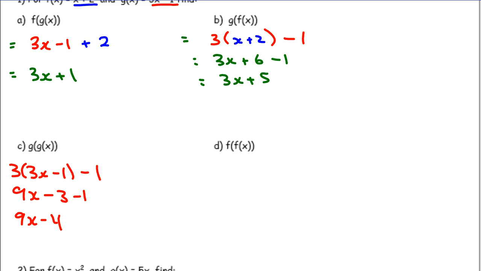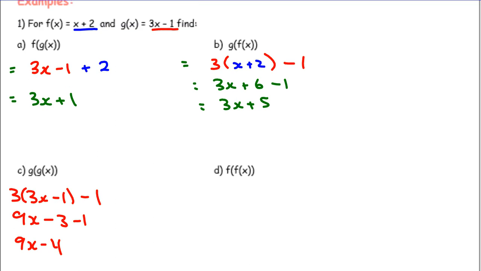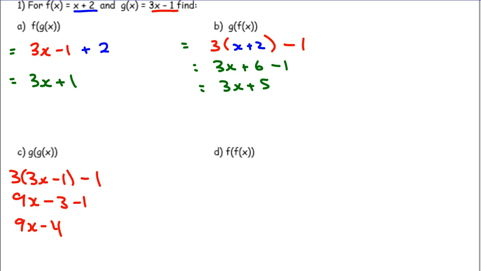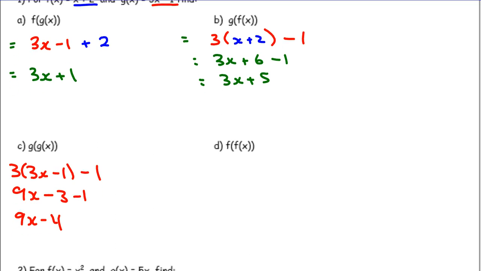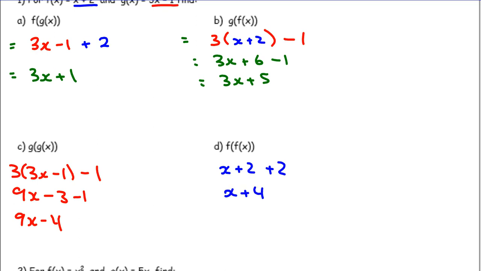And just the same, f of x is possible. So replacing the x with the function itself. X plus 2, and this is 2 overall. In GCSE, the notation was probably always like this. In IB, you're going to start to see notation like this, plus you'll start to see it written like this as well.